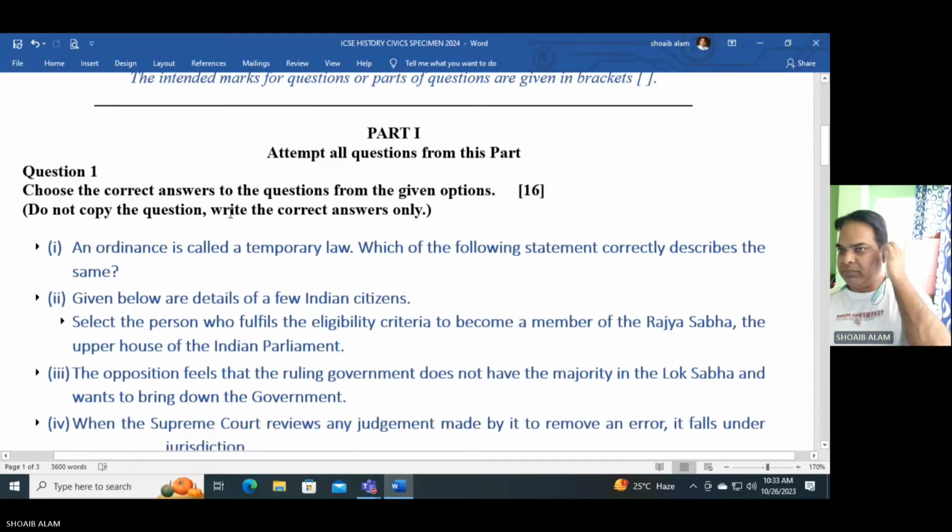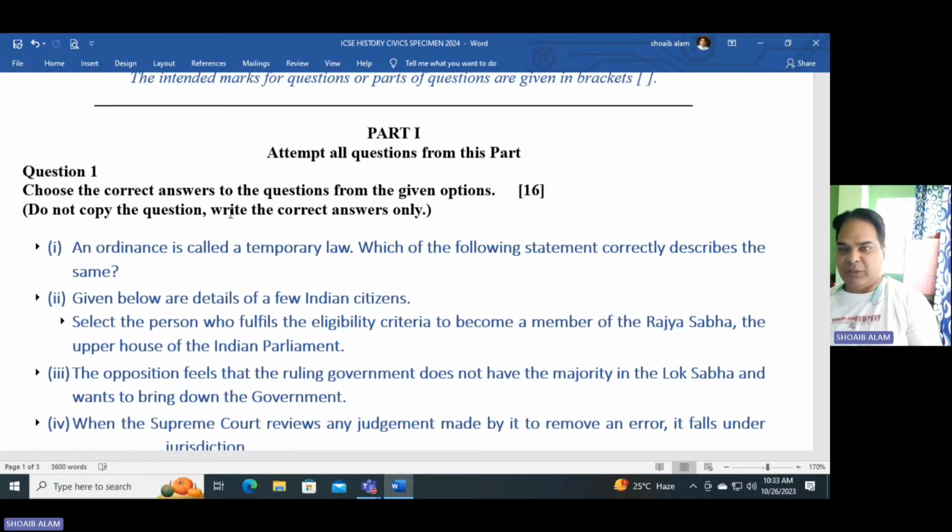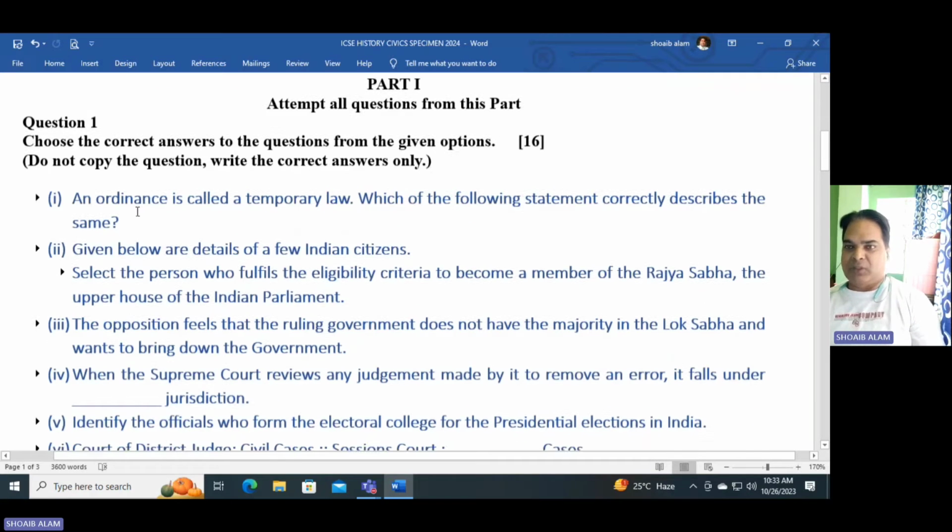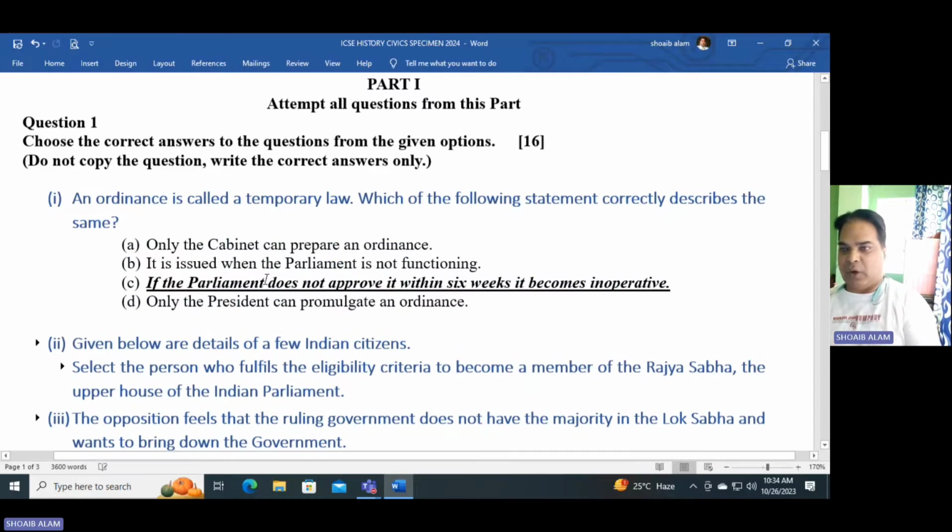Don't get confused, this is not exactly the same specimen paper issued by the council. So question number one. An ordinance is called a temporary law. Which of the following statements correctly describes the same? Options are given over here. Option number C is correct: if the parliament does not approve it within 6 weeks, it becomes inoperative.